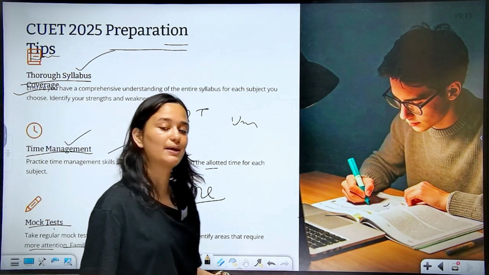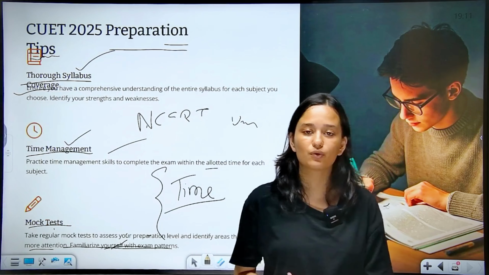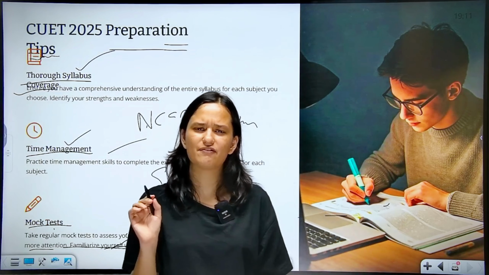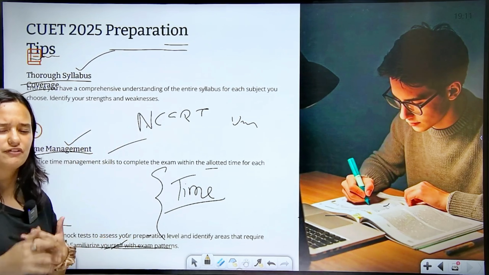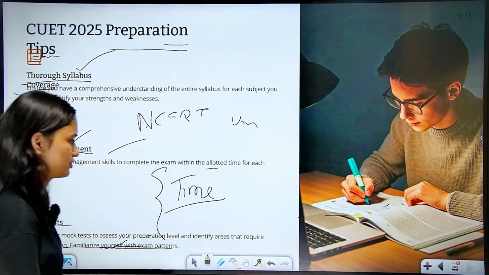You will become familiar with how to attempt MCQs, because in MCQs many a times there are options that are very, very similar to each other. So doing mock tests will help you familiarize with the exam pattern and the questions.